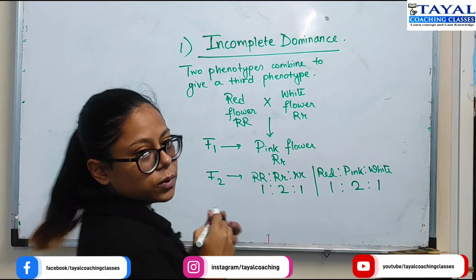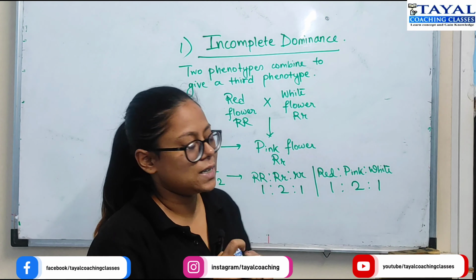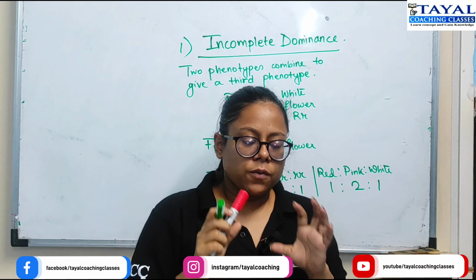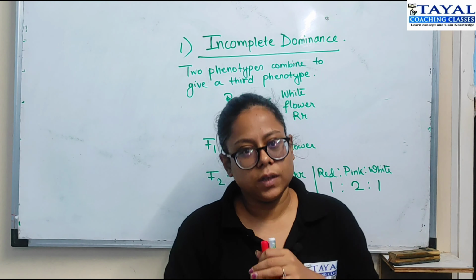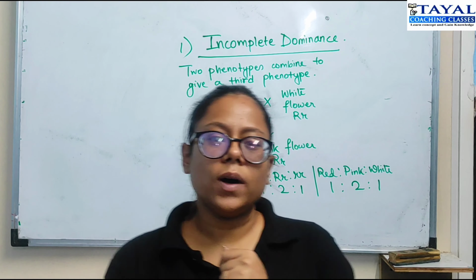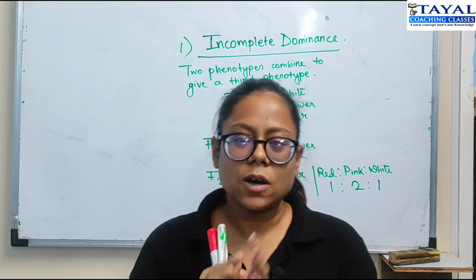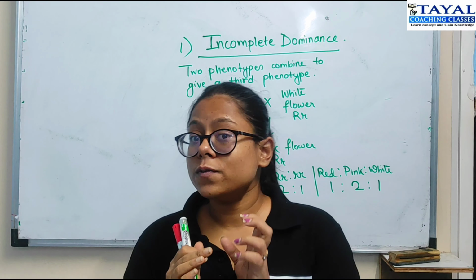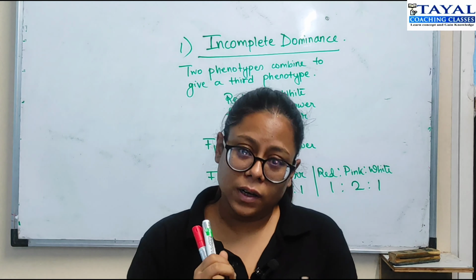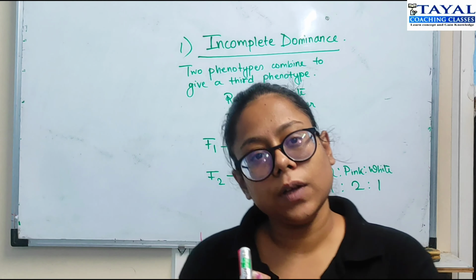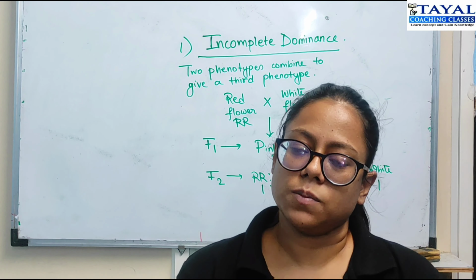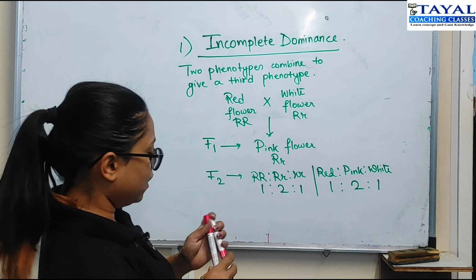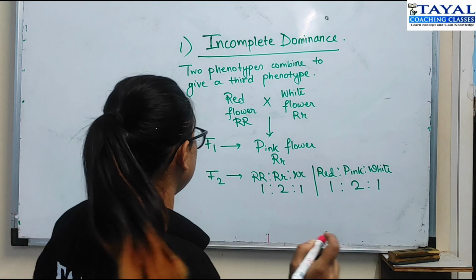is incomplete dominance. So incomplete dominance states that for any given character, if there are two possible phenotypes in the F1 generation, instead of one of such phenotypes being dominant, you get a third phenotype, which is an intermediate of the two present phenotypes.